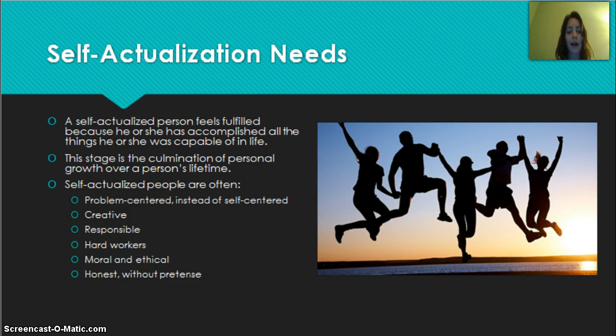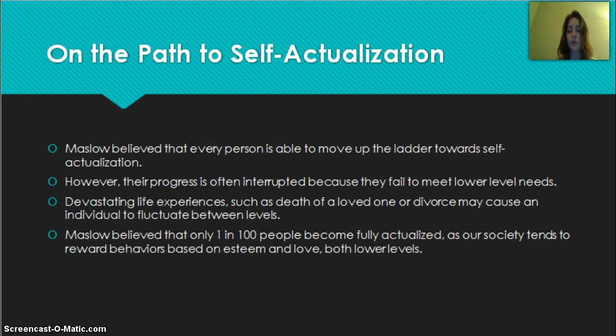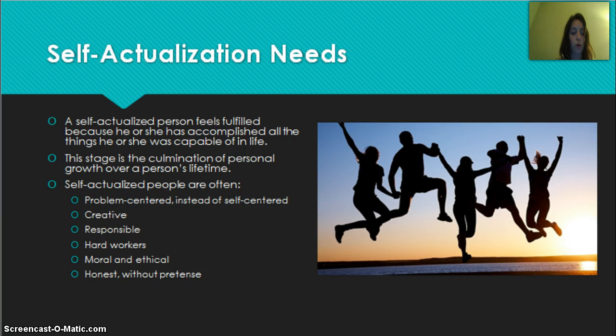And Maslow had a list of some of the qualities that self-actualized people may possess. They are not seen in every self-actualized person, but in many of them. And they include a person who is problem-centered instead of self-centered, a person who is creative, a person who is responsible, a person who is a hard worker, a person who is moral and ethical, and a person who is honest without pretense. So they don't feel the need to put other people down. They are satisfied with themselves and honest about their accomplishments.